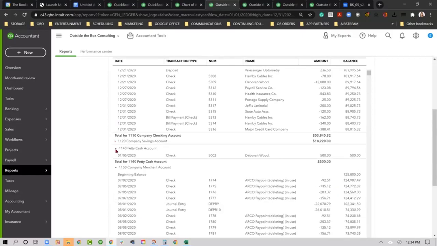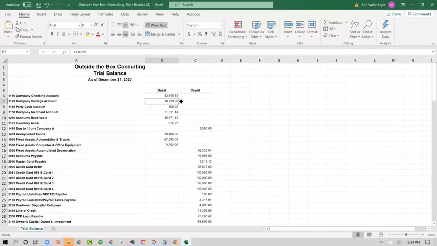Some accounts have a debit balance naturally, and some accounts have a credit balance naturally. So we do have a cheat sheet for you that shows you what accounts you can expect to see debit and credit balances in. Let's see if petty cash is matching up. Yep, 500. So normally bank accounts have debit balances. Debt or liabilities have credit balances.